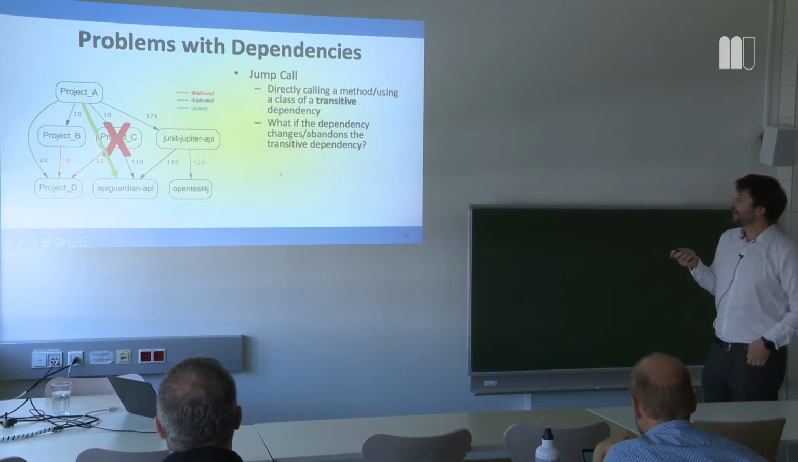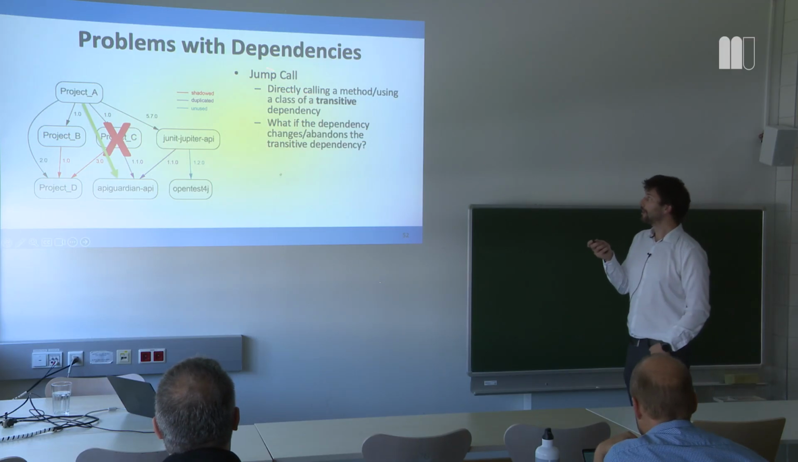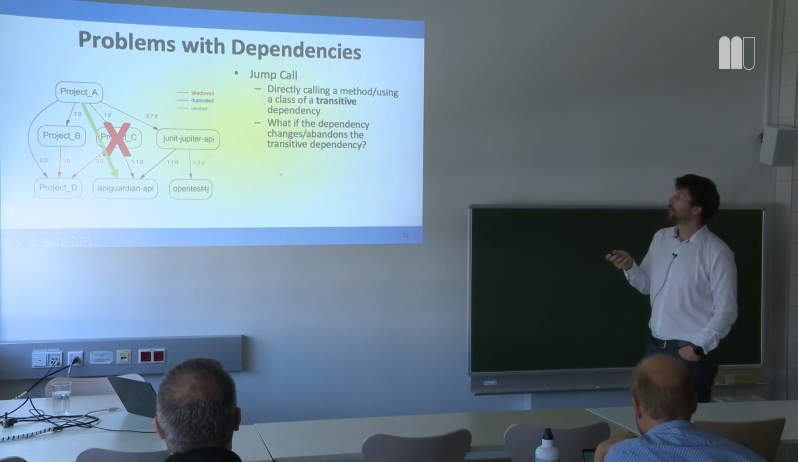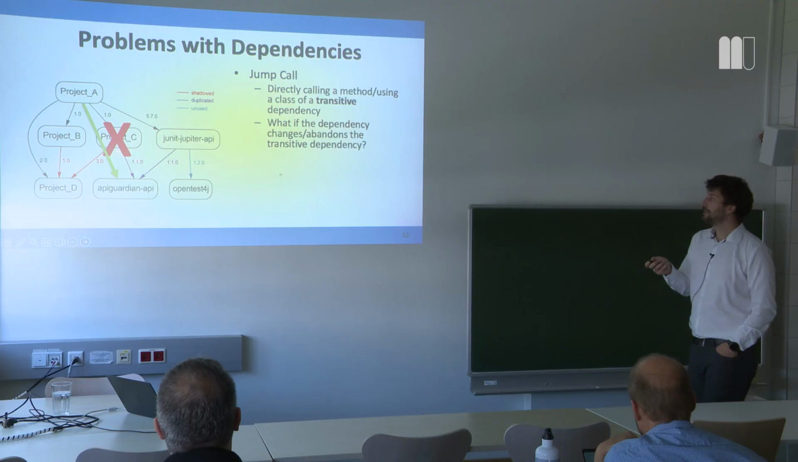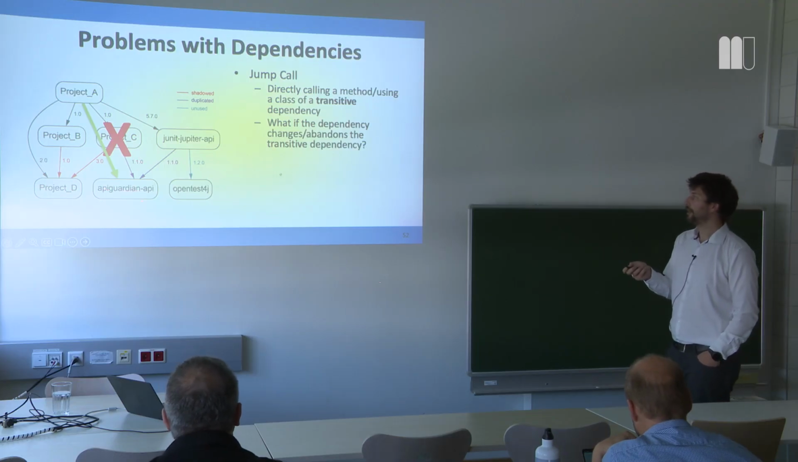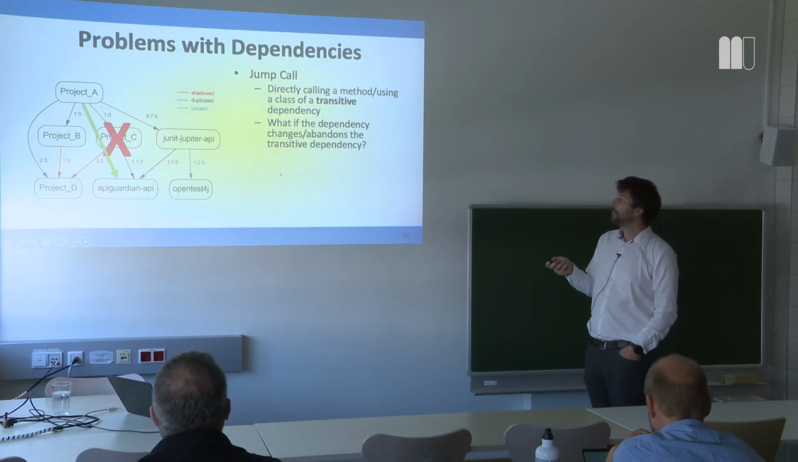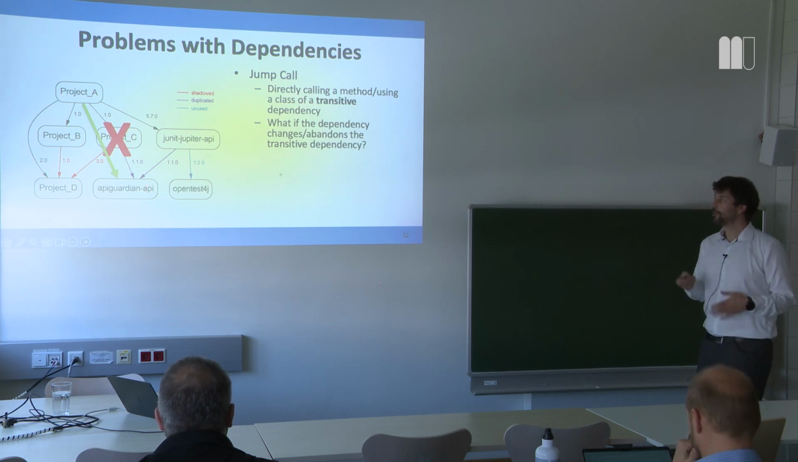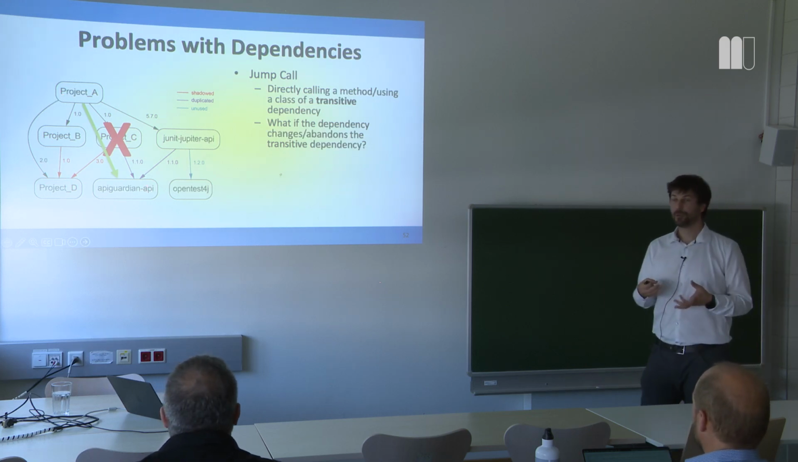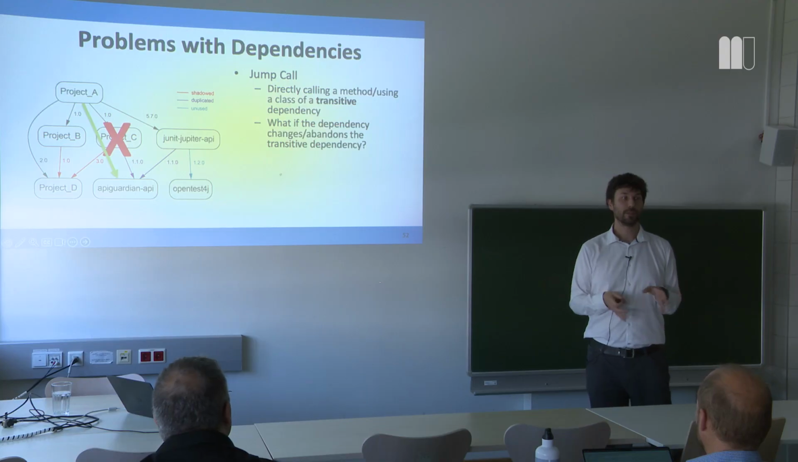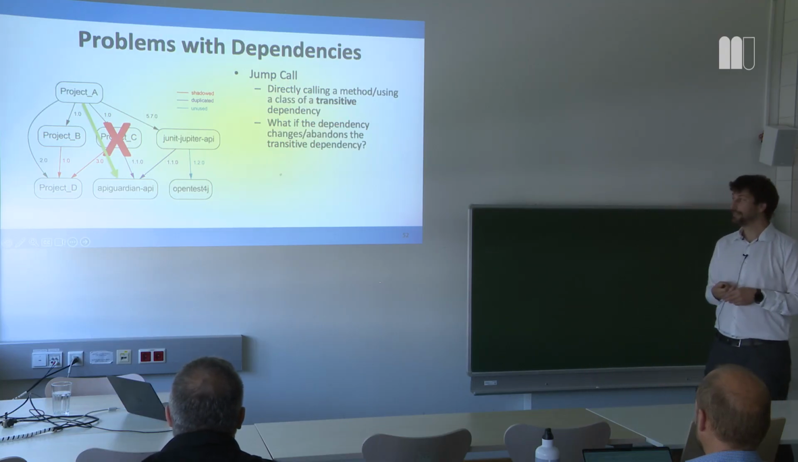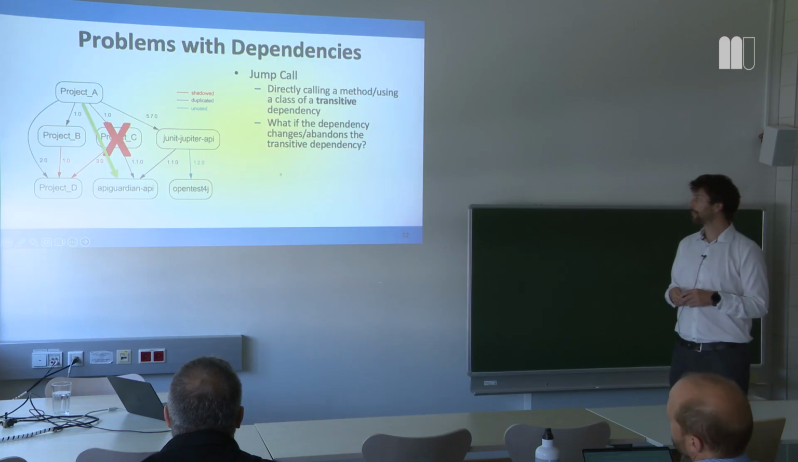One of the smells that we defined is the so-called jump call, where you have dependencies in your dependency tree. You have a project A depending on project C, and this depends on the API guardian API. However, we use the API guardian API directly with a call or a variable usage, for example. The problem is, if we remove project C from our dependency list, we will lose all this information and the project will not work anymore. So this is actually, as we will see later, quite frequently happening.